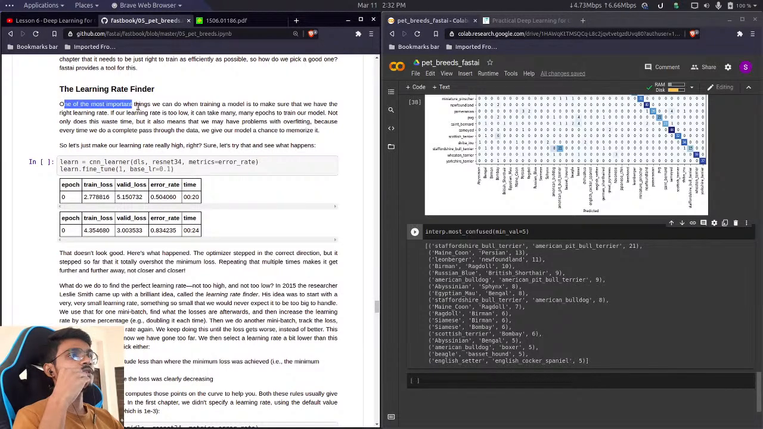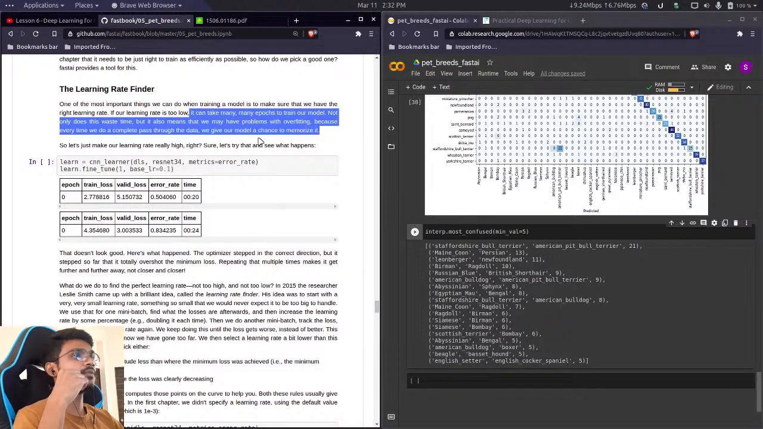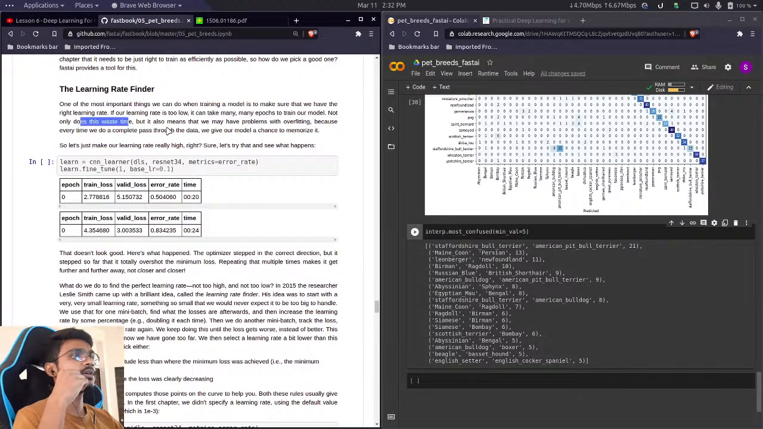One of the most important things we can do when training a model is to make sure that we have the right learning rate. If our learning rate is too low, it can take many epochs to train our model. Not only does this waste time, but it also means that we may have problems with overfitting, because every time we do a complete pass through the data, we give our model a chance to memorize it. So let's make our learning rate really high, right? Sure, let's try that and see what happens.